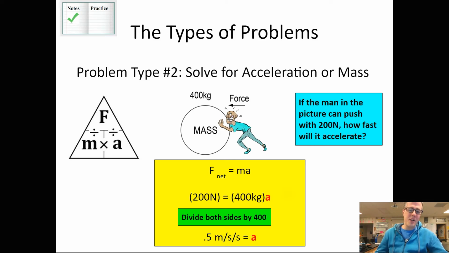I'm missing my direction. Accelerations have a direction. So since the man is pushing on the boulder with a force to the left, I should have also had an arrow or the word left with my answer. 0.5 meters per second to the left. Hopefully you've added that to your notes already. Pause this video if you still need to add this before going on to the third type.